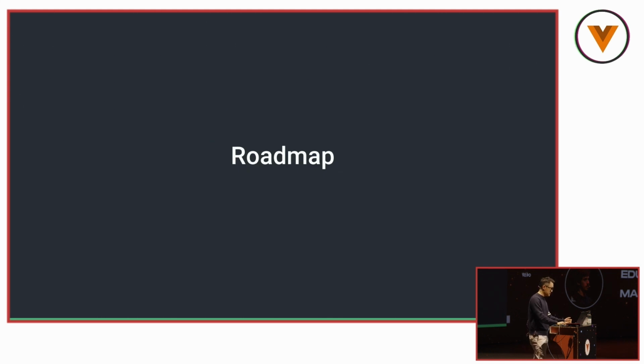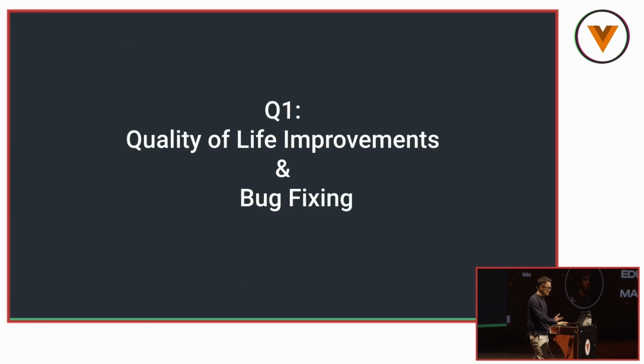OK, so now let's get into a really rough roadmap. This is going to be very high level. For Q1, the major focus will be quality of life improvements and bug fixing, because we do have a pretty long backlog of bugs that we intend to address. So Q1 will essentially be a focus period where we try to get the numbers down and ship some of the long-standing PRs. There were a lot of PRs that were already ready.